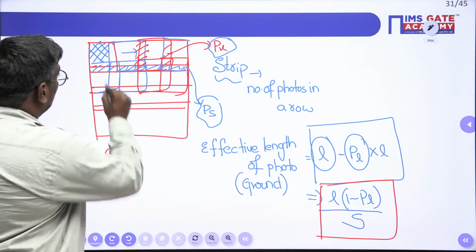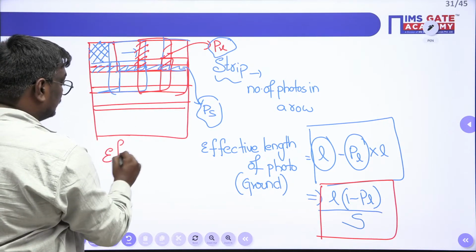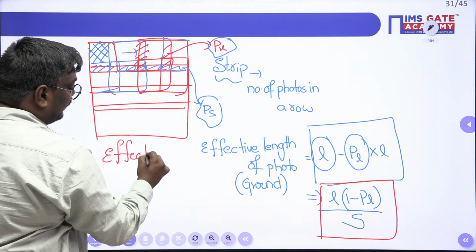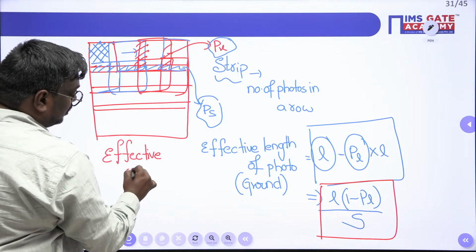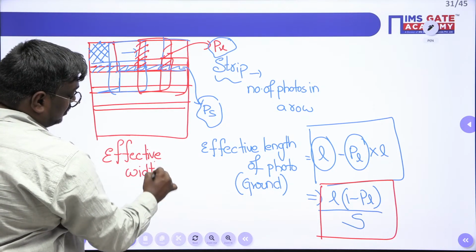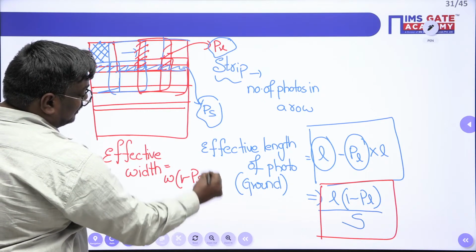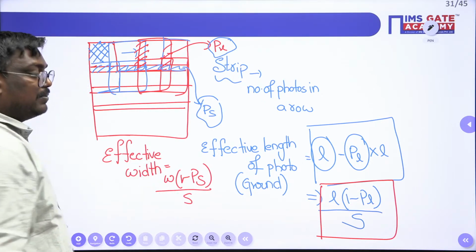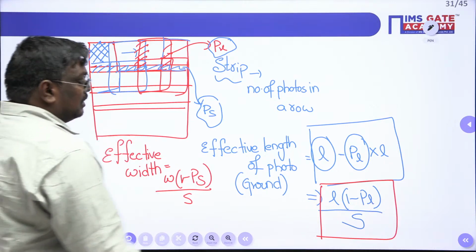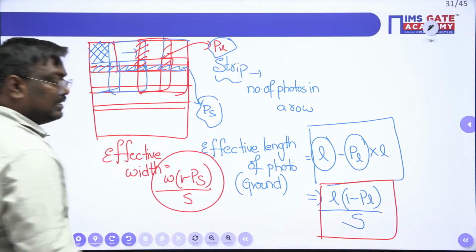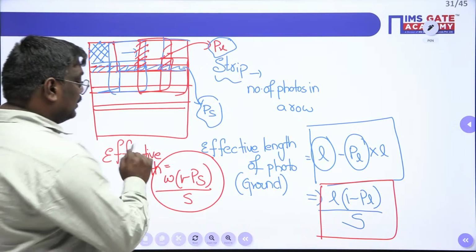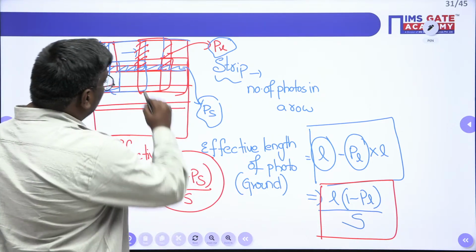Similarly, the effective width of the photo will be taken as W into 1 minus PS upon S, where PS is the side overlap.